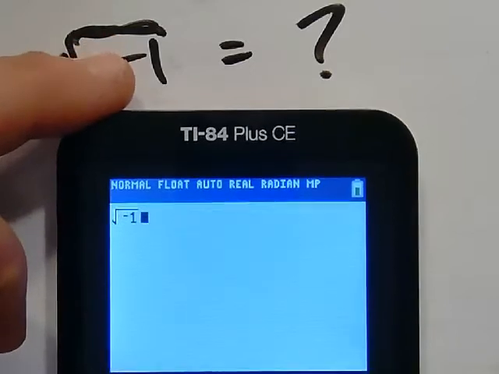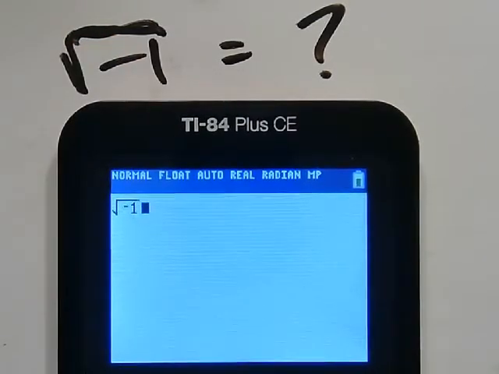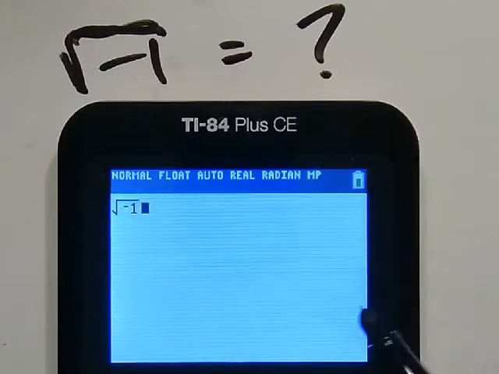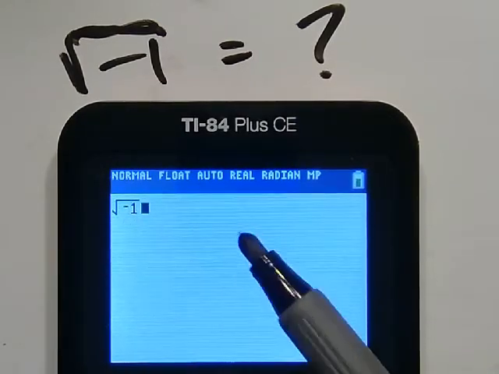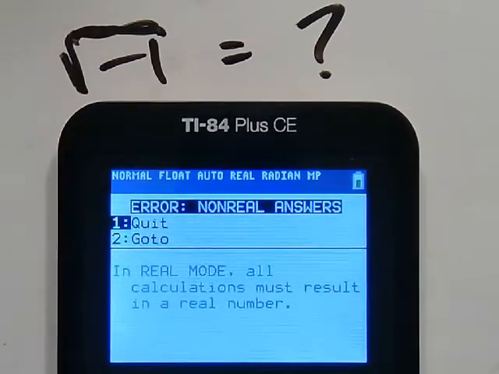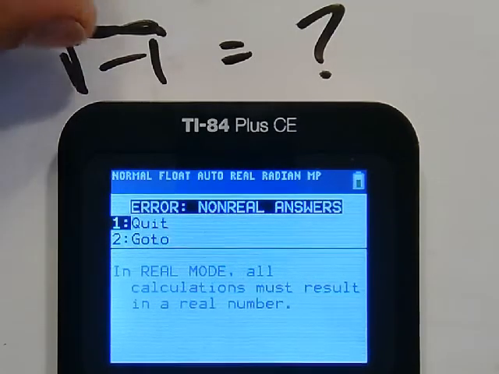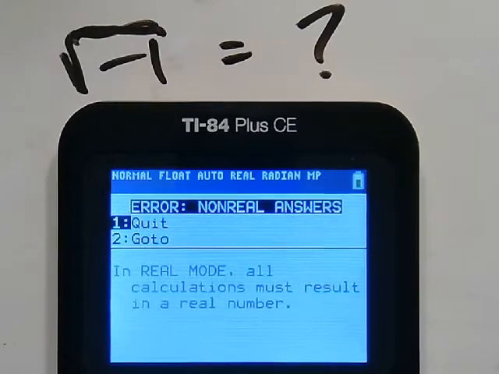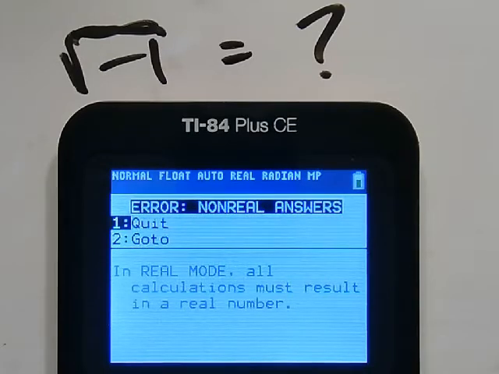All right, let's take a look at this again. It says the square root of negative 1. By the way, make sure when you're plugging in negatives you don't hit the subtraction sign. Let's see what happens if I plug in the square root of negative 1. You notice it gives me an error that says non-real answer. Non-real, what does that mean? Well, it's obvious that we can't take the square root of this and end up with a number that we've been used to using all along. But there is an answer for this if we set our calculator in what's called the complex number system. Let me show you where that is.